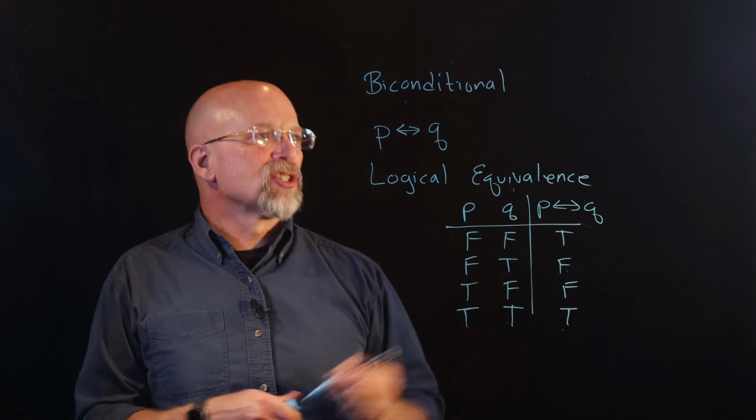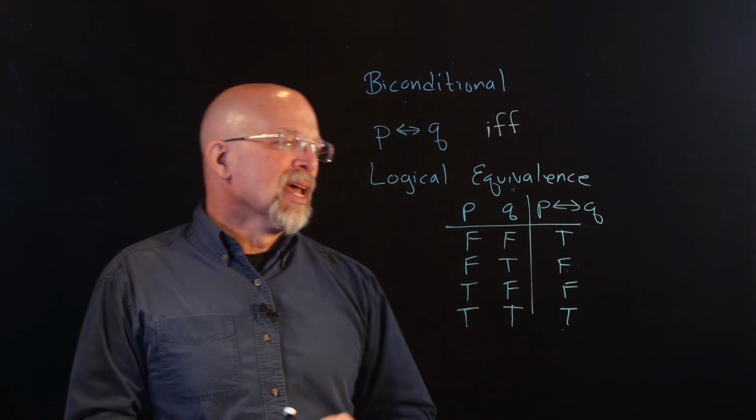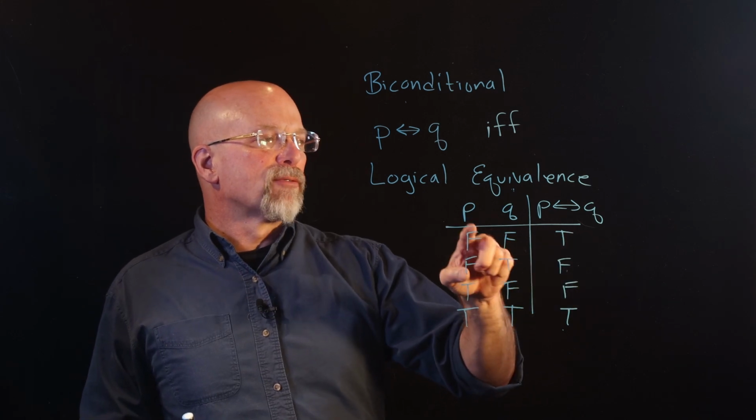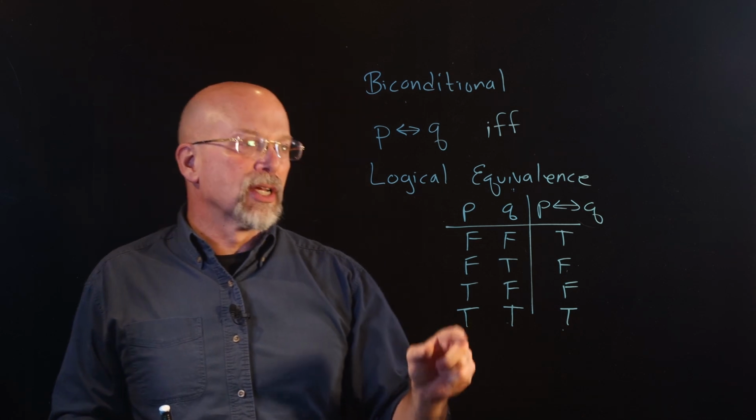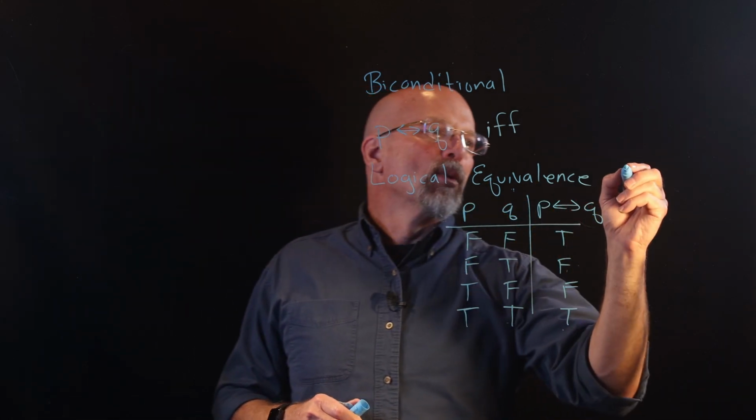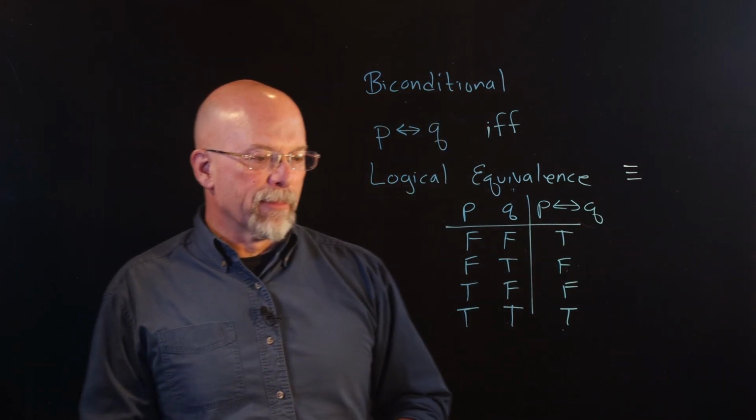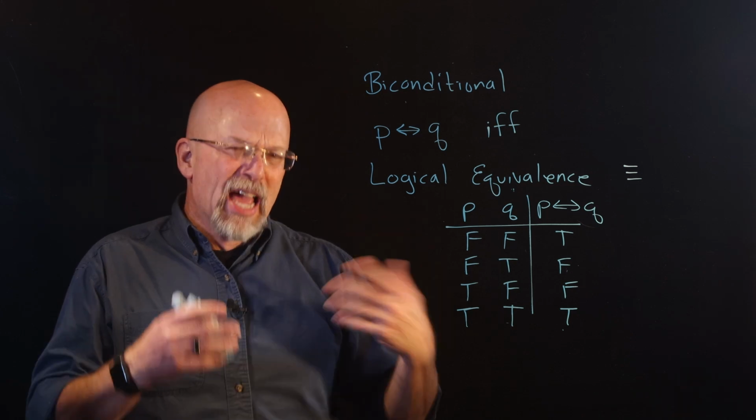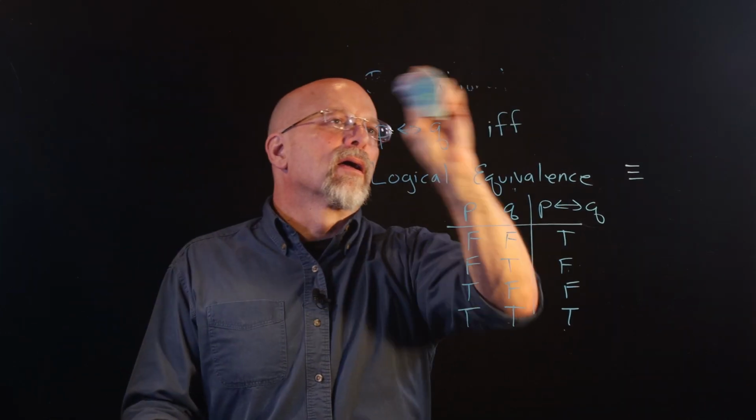And by the way, this is also referred to as the if and only if, right? And so if you find out that for every case P equals Q and you get a tautology, then what you have actually defined is logical equivalence, which is denoted with those three dashes instead of an equal sign. So let's go ahead and play around with this and see what sort of things we can develop based on the biconditional.